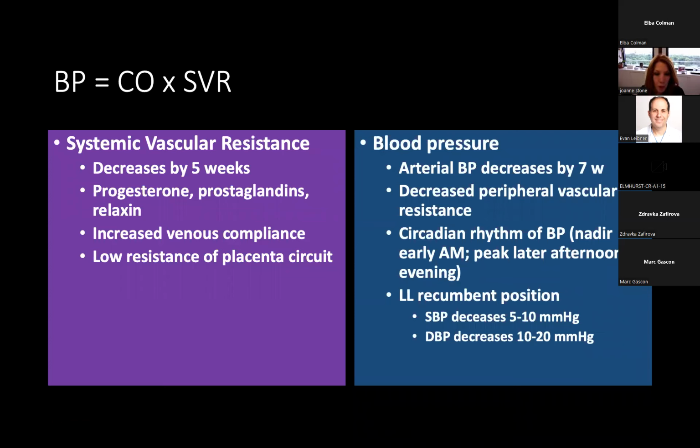Blood pressure, arterial blood pressure decreases by about 7 weeks. There's a decrease in peripheral vascular resistance. And there's also circadian rhythm of blood pressure. So it nadirs early in the morning and peaks later in the afternoon and evening. The left lateral recumbent position will lead to a decrease both in systolic blood pressure and diastolic blood pressure by anywhere from 5 to 10 millimeters of mercury to 10 to 20 millimeters of mercury. So typically we do try to take the blood pressure in the sitting position so that we're not falsely lowering that blood pressure when we're evaluating patients for preeclampsia, for example.